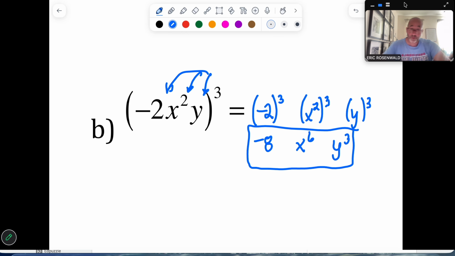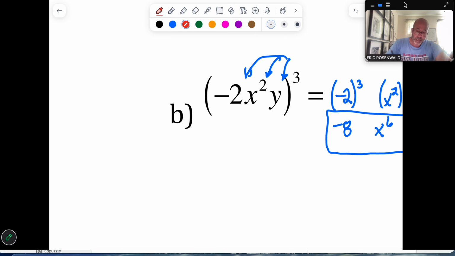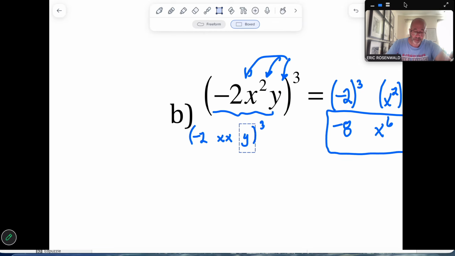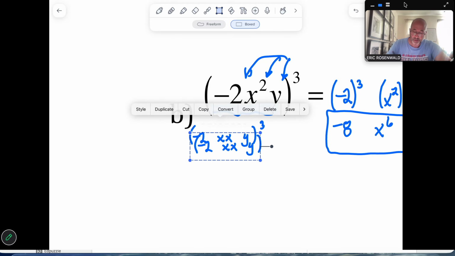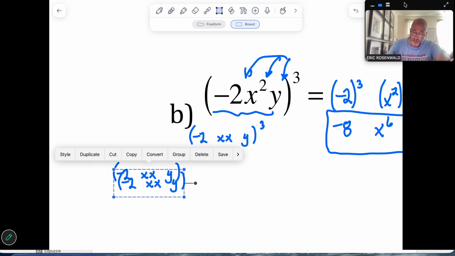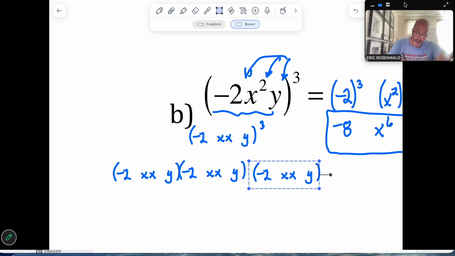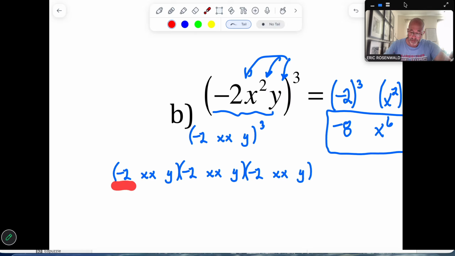Now, if you're not comfortable with the rule, I discourage doing this, but until you get comfortable, feel free to do it. Think about what this says. This whole thing says we have a negative 2, 2 x's, and then a y, right? But it says we have this whole thing 3 separate times, right? So I'm going to take this and write it out. We're going to go ahead and duplicate this. We've got 1, 2, 3 times, right? That's what that 3 means. And if we go ahead and multiply everything out, there's a negative 2 times negative 2 times negative 2, which will give me that negative 8 that's there.